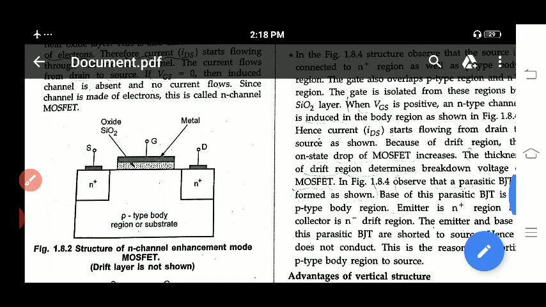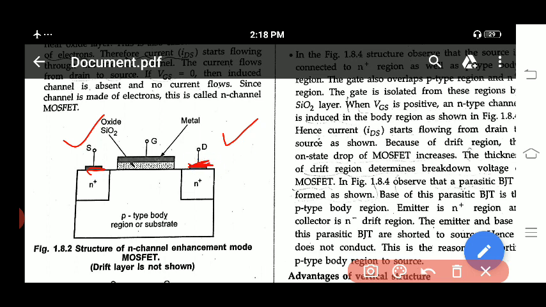Next, we will see the following. Here you have source. Source is connected to the n plus region, and drain is also connected to an n plus region. This source is not directly connected to the n plus; here you have a metallic contact. Drain is also not directly connected to the n plus region; here you have a metallic contact.